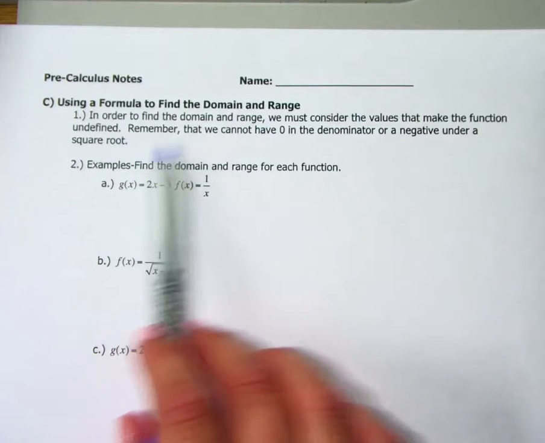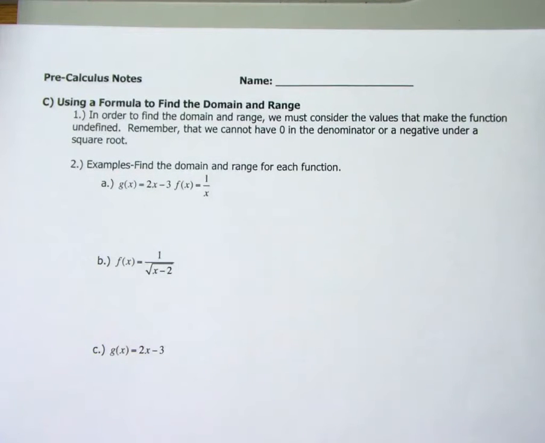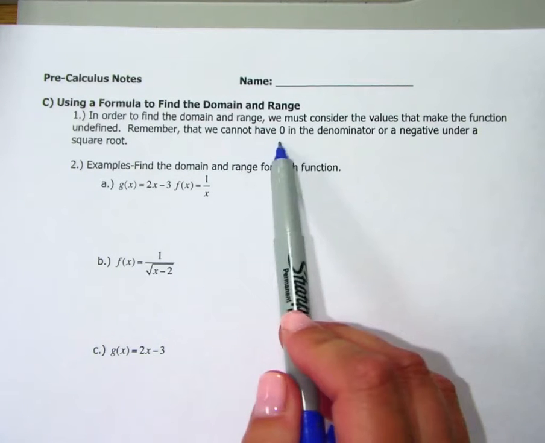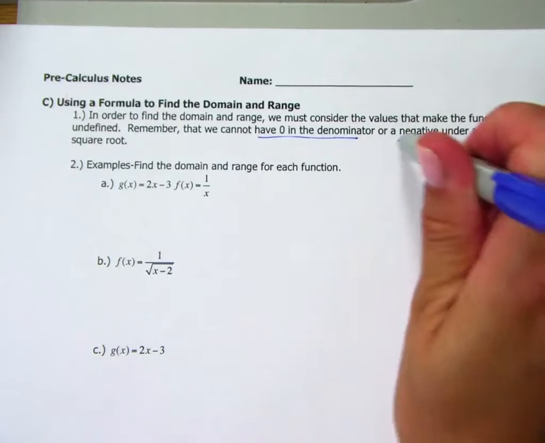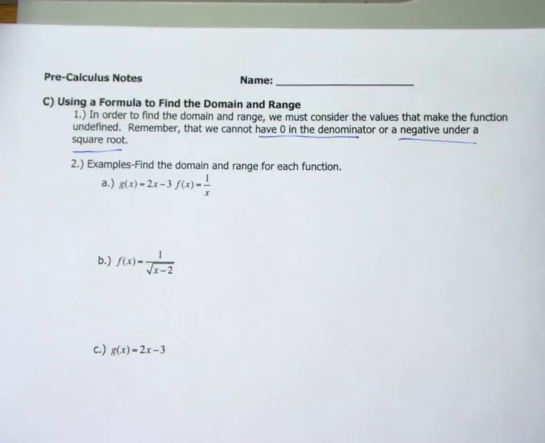So a couple of algebraic, I don't want to say tricks, but things to remember. We cannot have a 0 in the denominator, and we cannot have a negative under a square root. So those are a couple of things, I said, algebraically to keep in mind as you're finding domain and range.